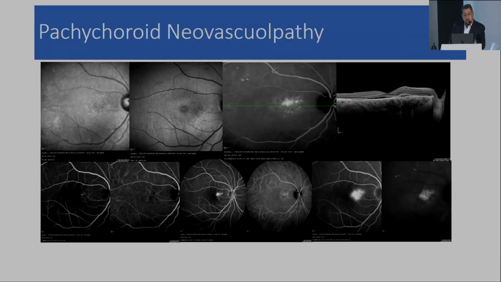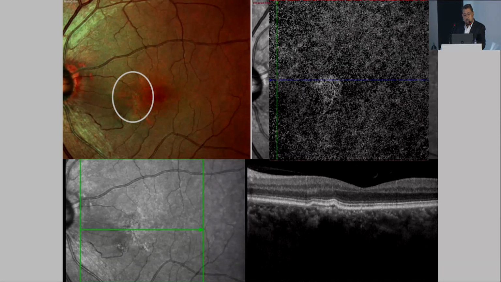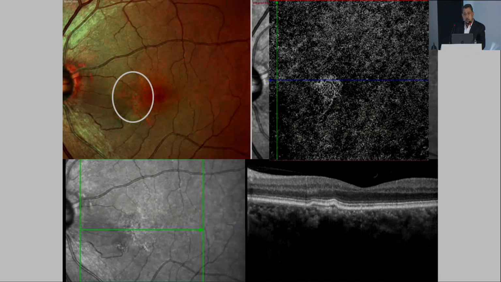Another condition called pachychoroid neovasculopathy, here it looks virtually normal, nothing is seen, but at this area you see a small lesion, and on OCT angiography, which is a diagnostic tool for pachychoroid neovasculopathy, you have a thick choroid, but it doesn't go to PCV, it just produces a small membrane, a type 1 membrane. This is called pachychoroid neovasculopathy, and this is how you see the membrane over here.